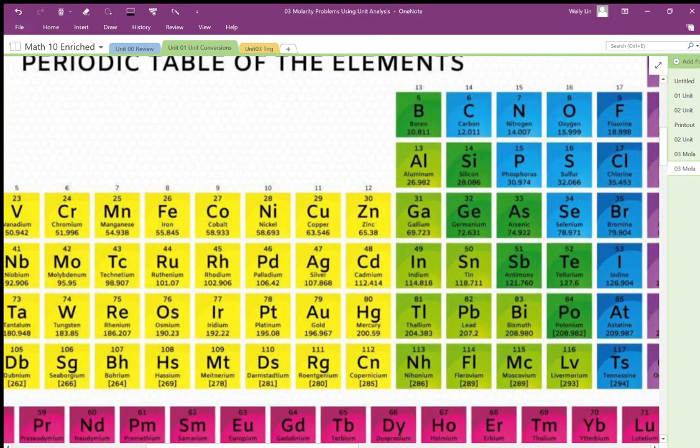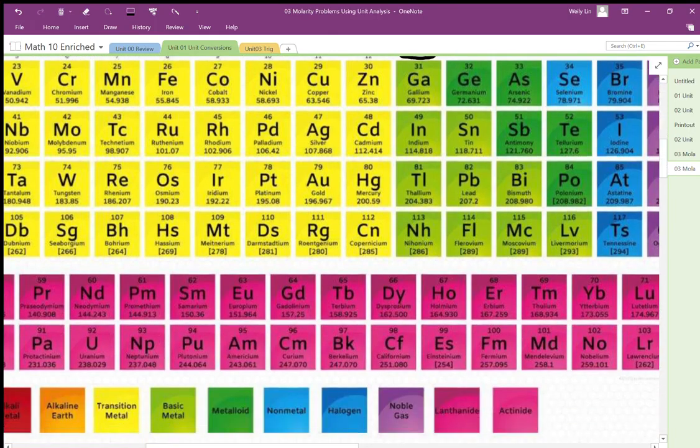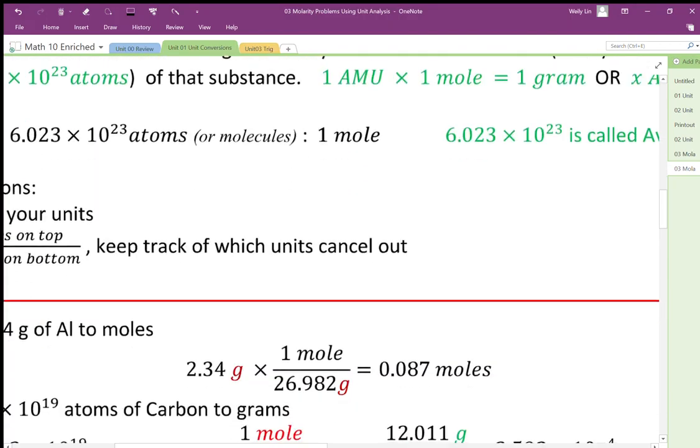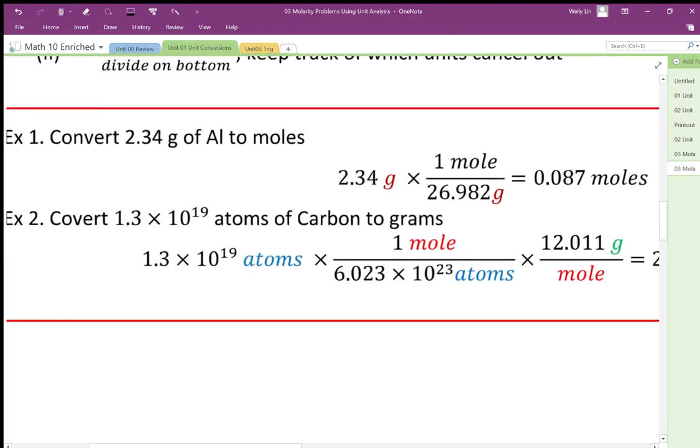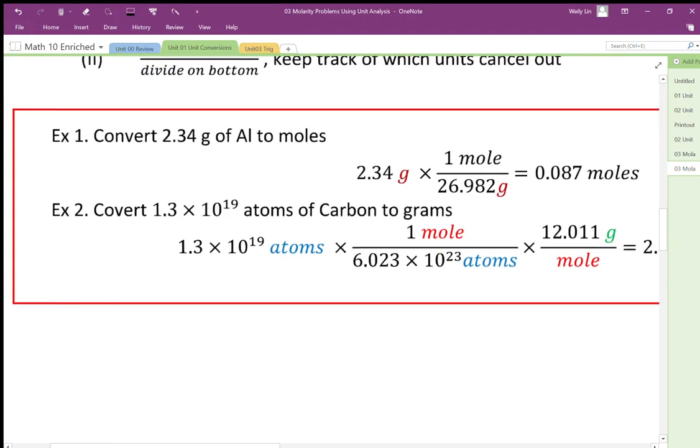When we look at aluminum, we look at its atomic mass, and it is 26.982. So we're going to convert that to 26.982 grams for 1 mole. So that's going to be our conversion factor. If we take a look at our problem here, I start with my 2.34 grams, and I'm going to use the conversion factor as my multiplier, 26.982.